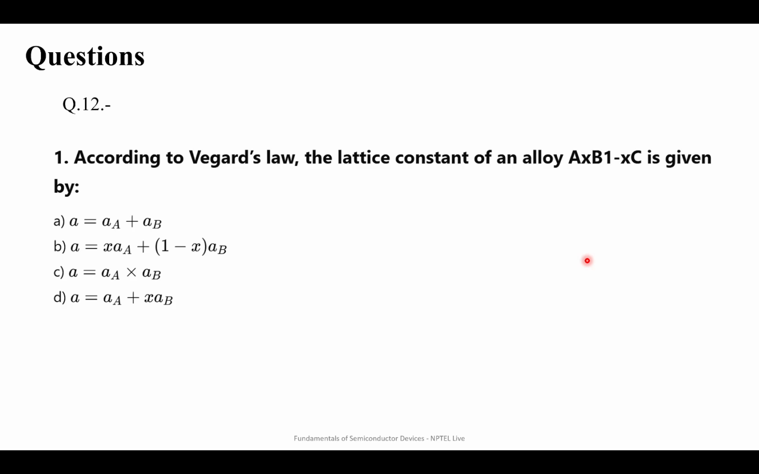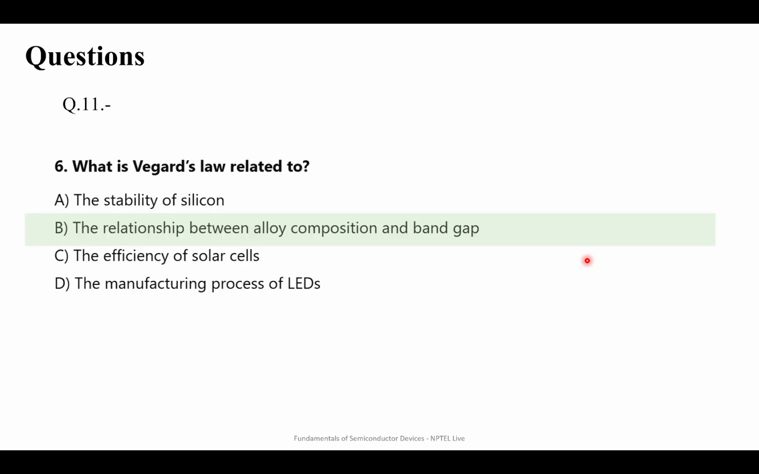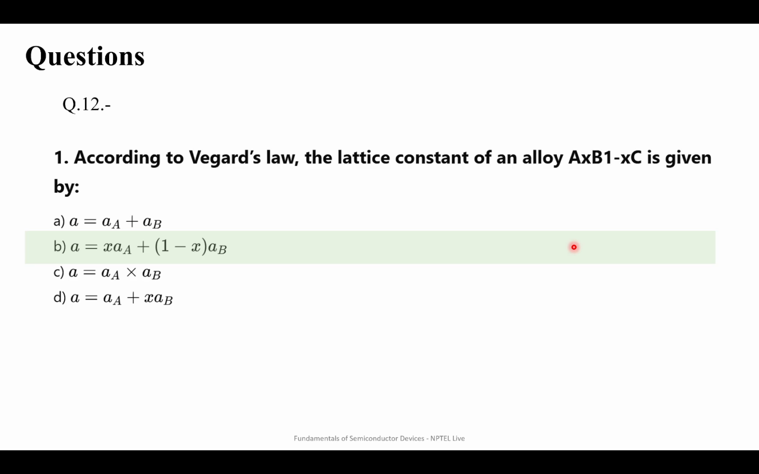Option B. Sir, can I move to the previous slide, sir? One minute. Yes. Okay, sir. So the answer to this would be a equals x a_A plus (1 minus x) a_B. Sir, can you explain this, sir?